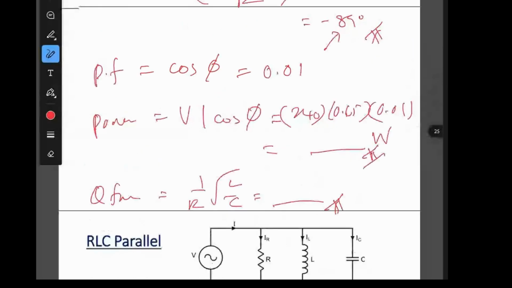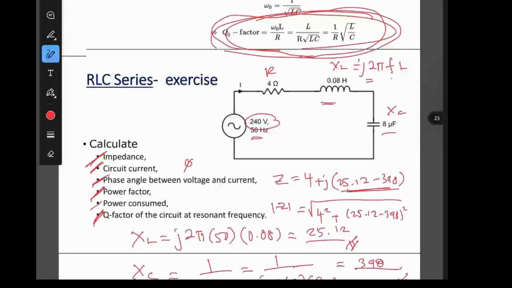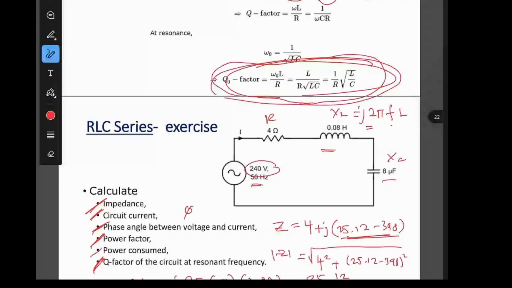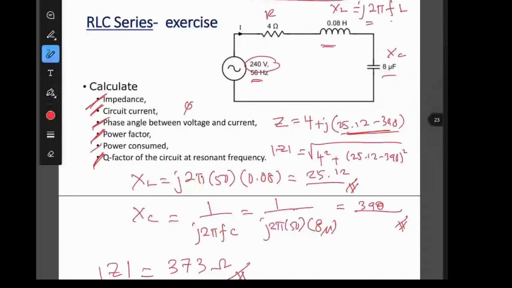Okay, what you need to know is how to find the current, how to find the voltage, how to find the impedance, and power, Q factor, power factor. Okay. So any question? Hello, any question? Just let me know. No question, Doctor. Wow, very good.